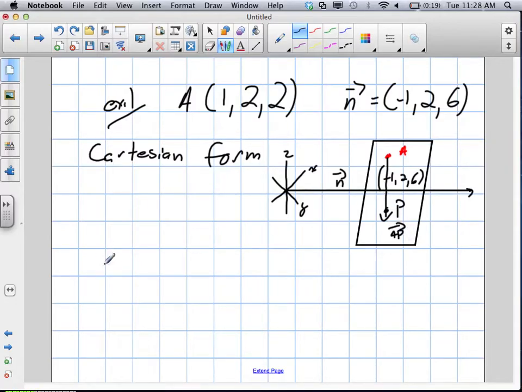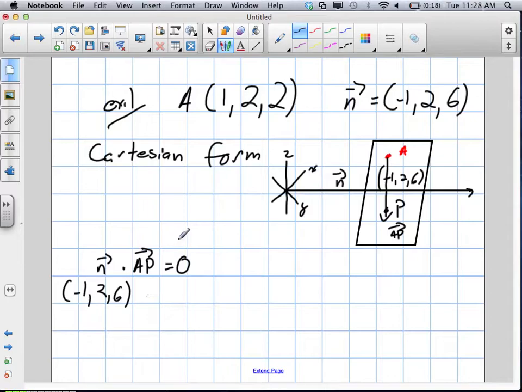We know from our dot product that the normal dotted with our AP vector is going to equal 0. Okay? So we can plug our normal in. We know our values for the normal: -1, 2, and 6. But we don't have values for AP yet.